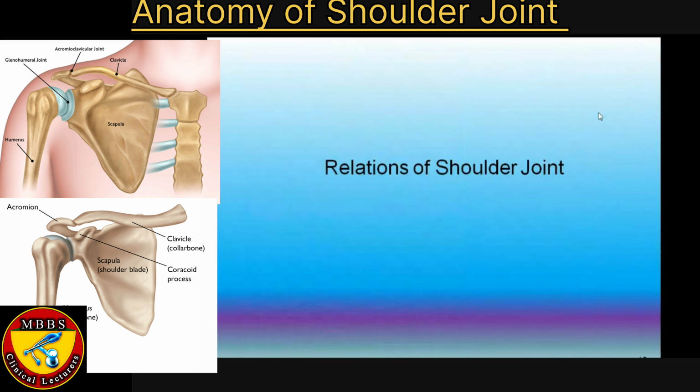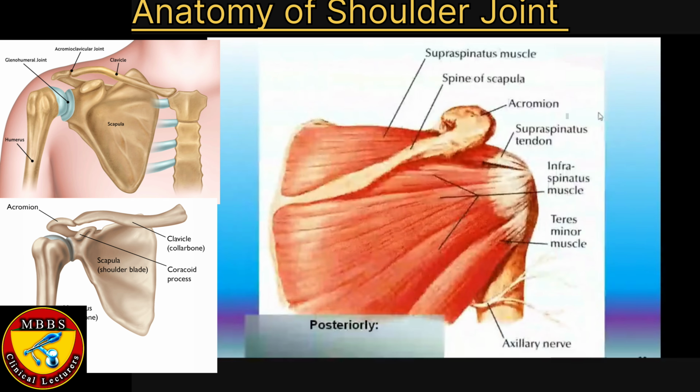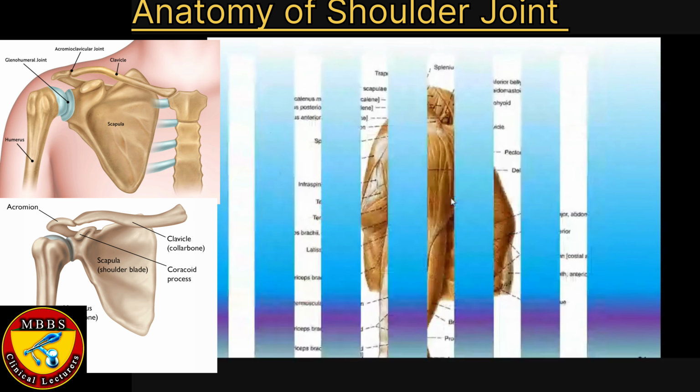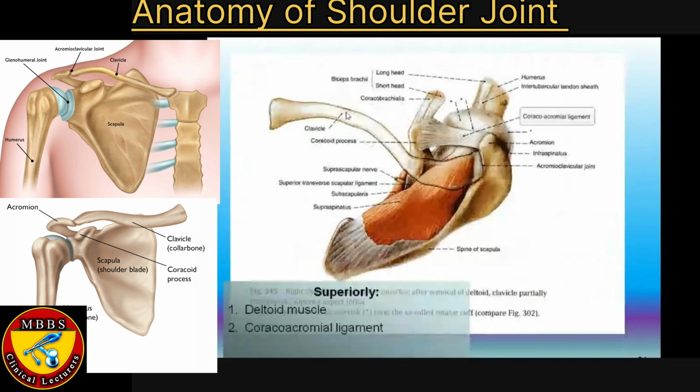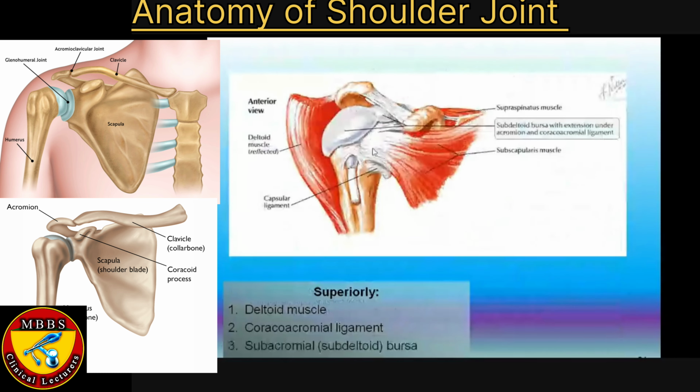Then we come to the relations of the shoulder joint. Posteriorly, we can see the infraspinatus muscle, plus the teres minor muscle, which lie posterior to the shoulder joint. When we talk about the superior relation, we can see the deltoid muscle plus the coracohumeral ligament on the superior aspect of the shoulder joint. We also know there is an extension of the synovial membrane, the subacromial or subdeltoid bursa, which also lies superior to the shoulder joint.